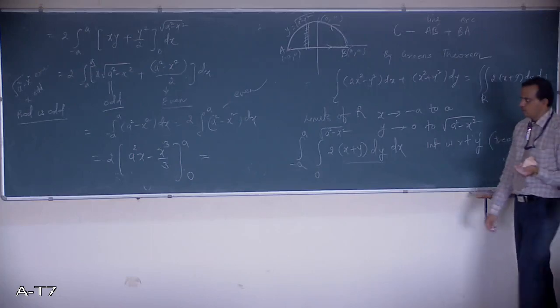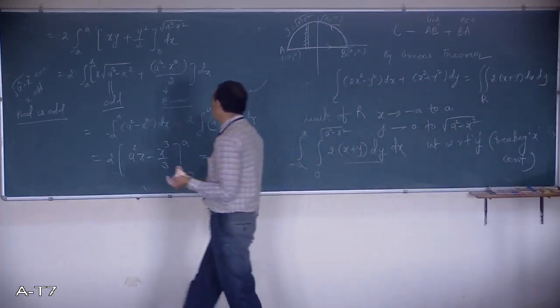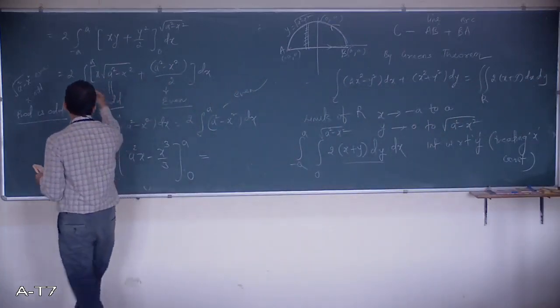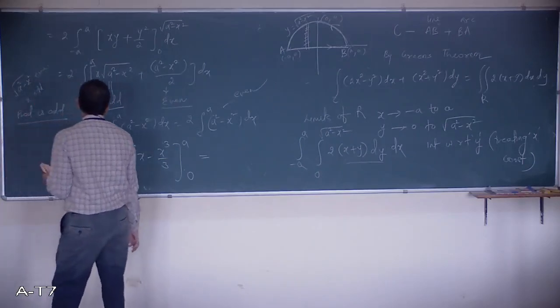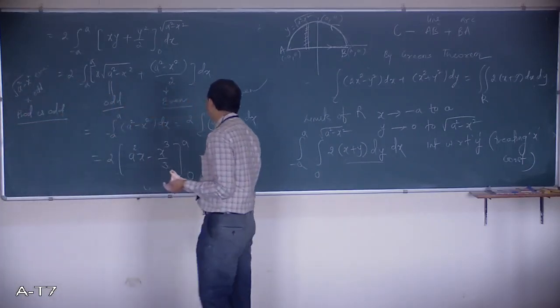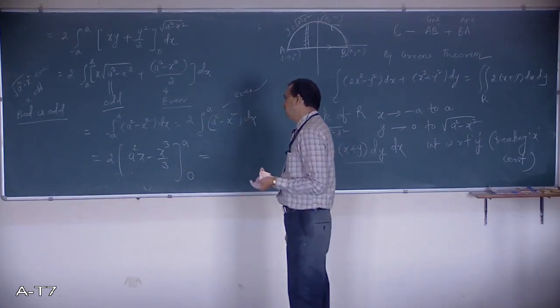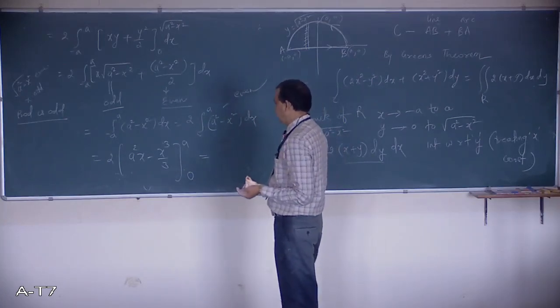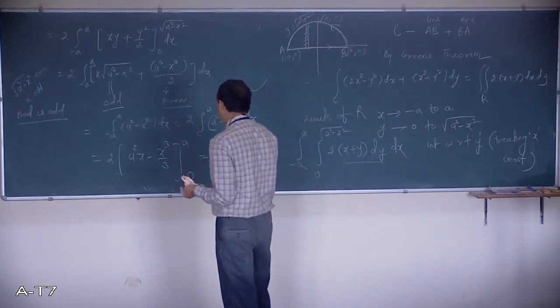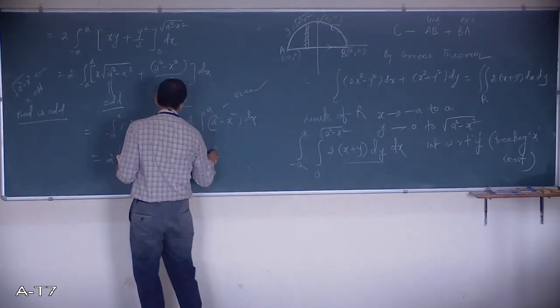So I think we have forgotten one a outside. So this 2 is there continuously. Yes, 2 is there. Okay, what is the answer now? 2 is coming due to even function. What is the answer? A cube minus a cube by 3. 2a cube by 3 into 2. So it is 2 times.